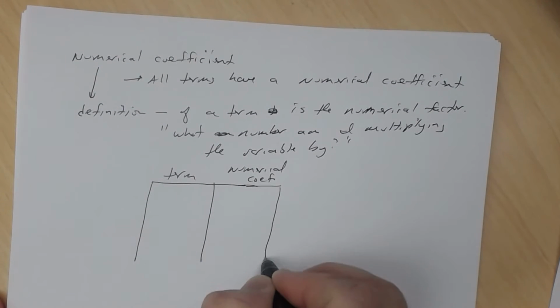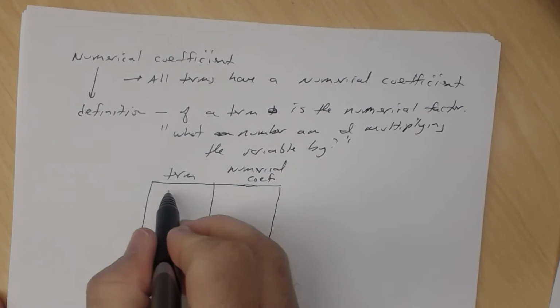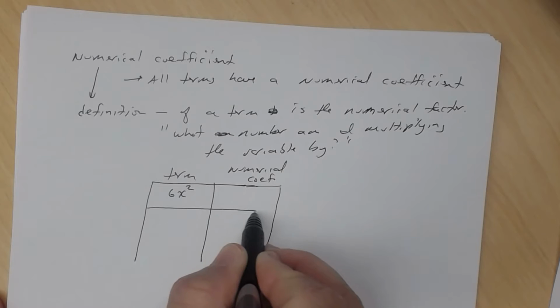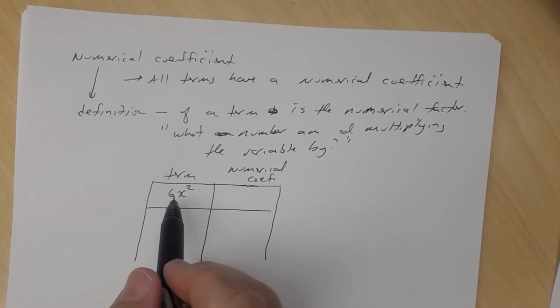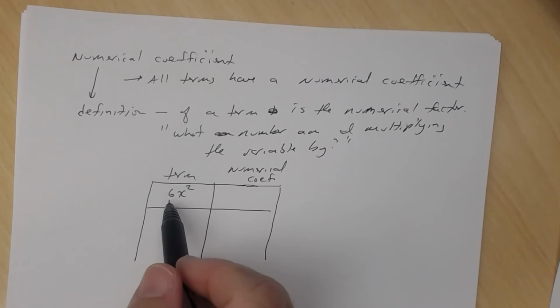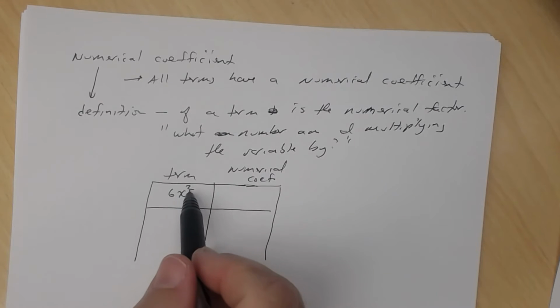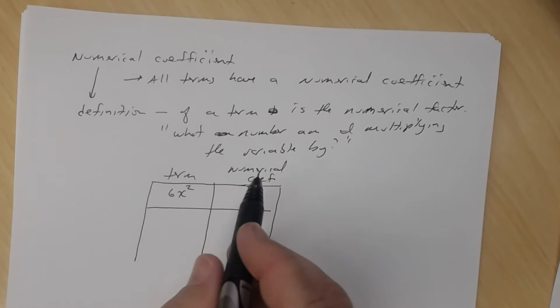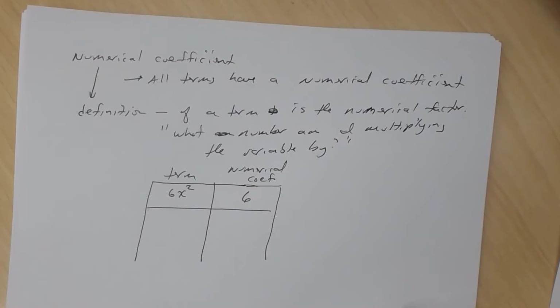All right? Okay, first one. Suppose we had 6x squared. When you read this, it is read as 6 times x squared. My variable is x, and it's being raised to the second power, and the question becomes, what are you multiplying this x squared by? I'm multiplying x squared by 6, the number 6. So therefore 6 is the numerical coefficient.